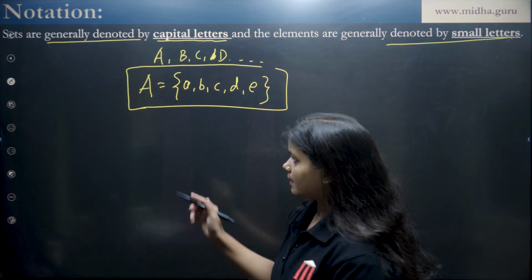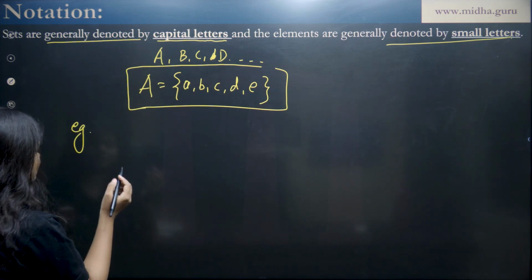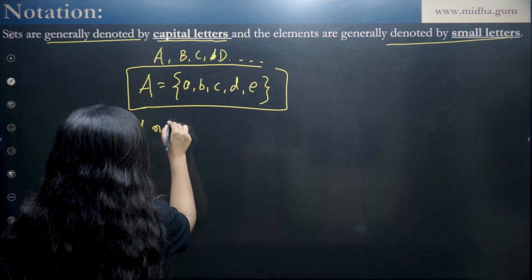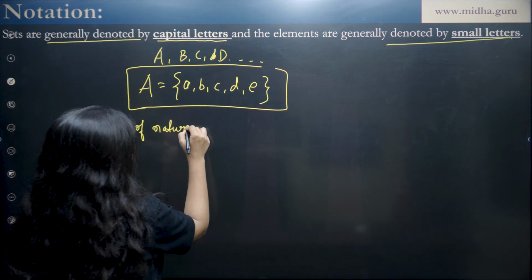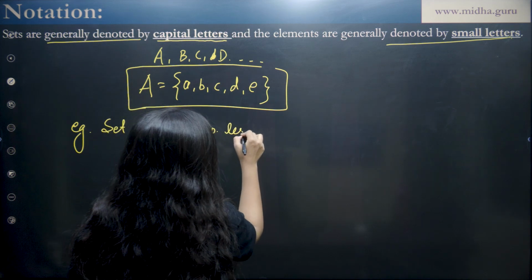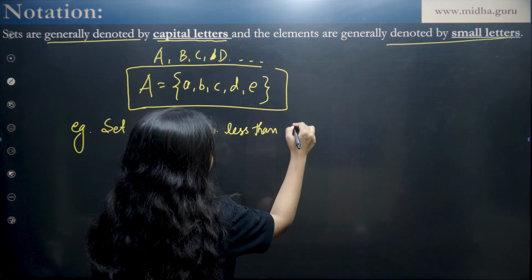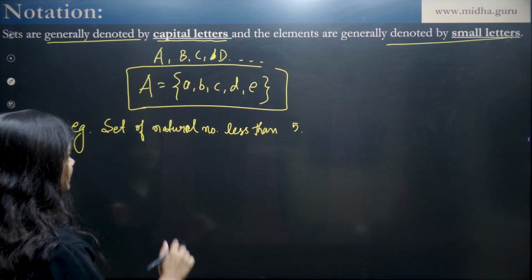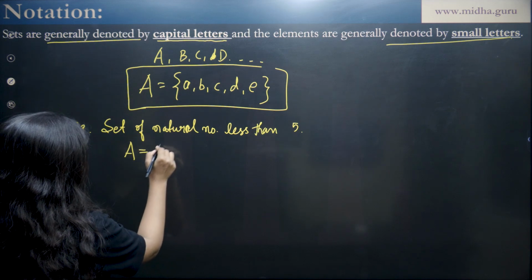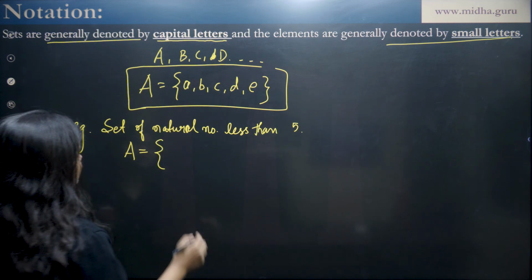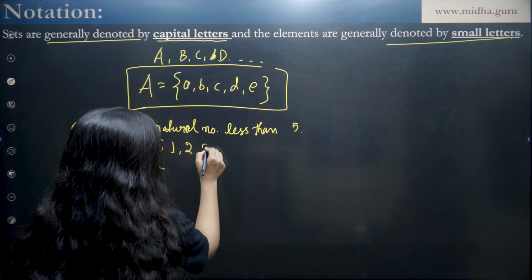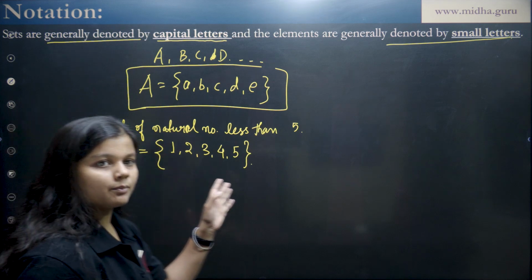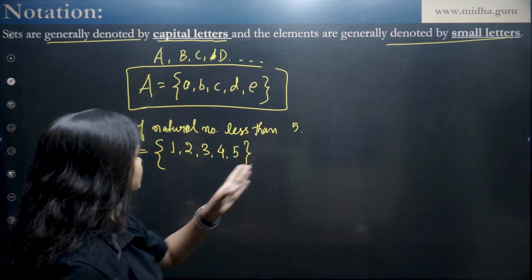Okay. Let us take an example. Set of natural numbers less than 5. So we have to form a set of natural numbers which are less than 5. Let us take the set A, and inside the curly braces we write 1, 2, 3, 4 and 5. So this is the example of a set of natural numbers which are less than 5.